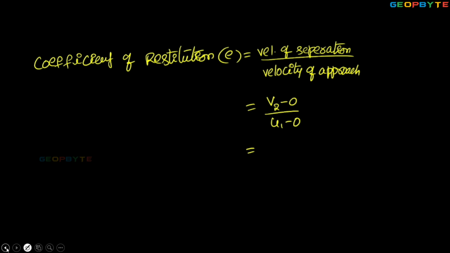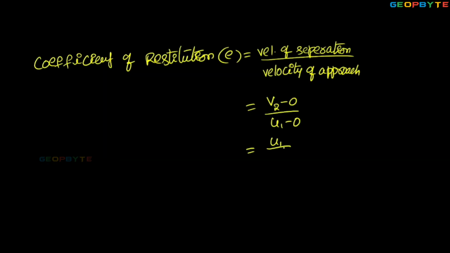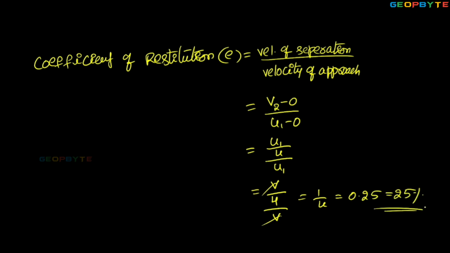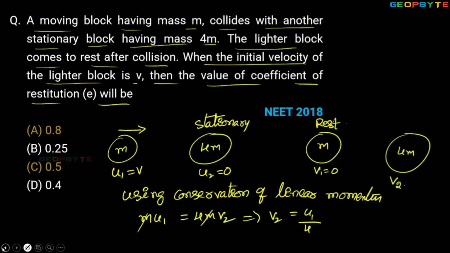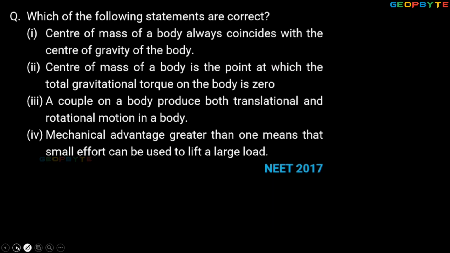v2 equals u1 by 4. So u1 by 4 divided by u1. Here u1 is given as v, so v by 4 by v, v cancelled. It is 1 by 4, which is equal to 0.25, that is 25%. That is the coefficient of restitution, 0.25. Look at the options. Option B is absolutely correct. Understood clearly? Yes.